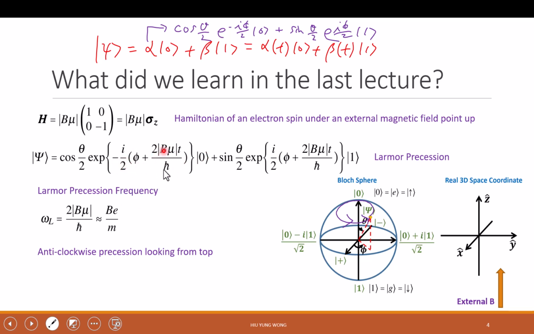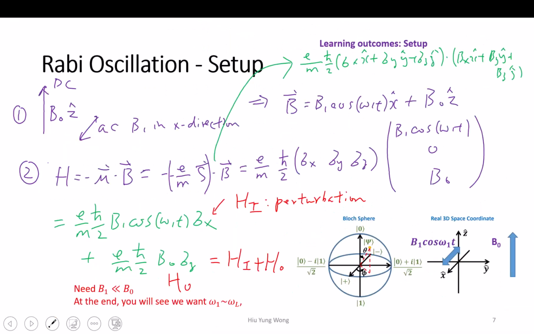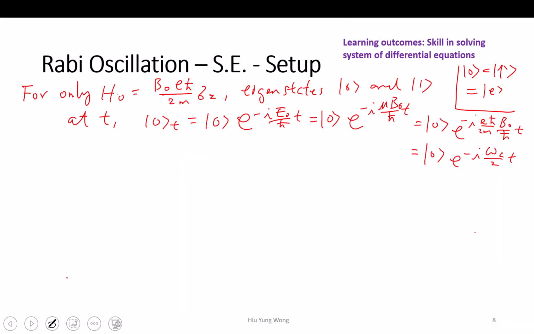Remember, you have a 2 here, divided by h bar. You will get the same result. Similarly, for the 1 state, which is the ground state, it is going to evolve as e to the power i omega L divided by 2 t. Instead of negative, it becomes positive because it has a negative i, but the energy is negative because now it is a ground state, you reduce by mu B. Sorry for confusing you, but hopefully you understand what I mean.